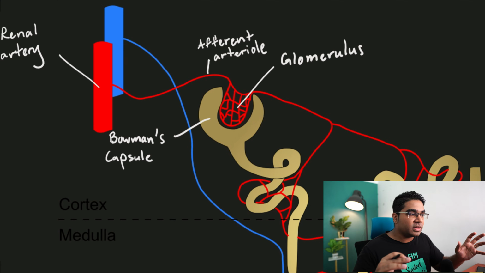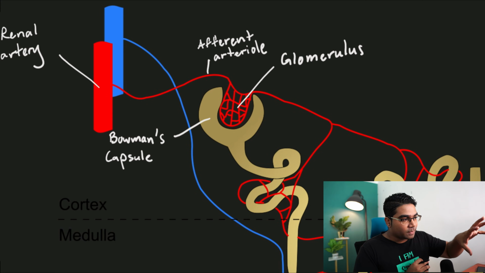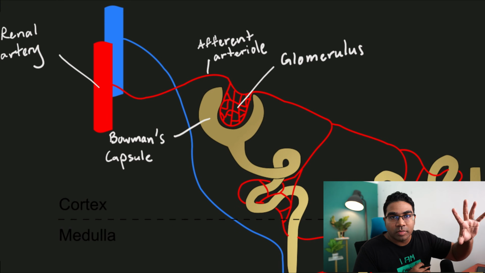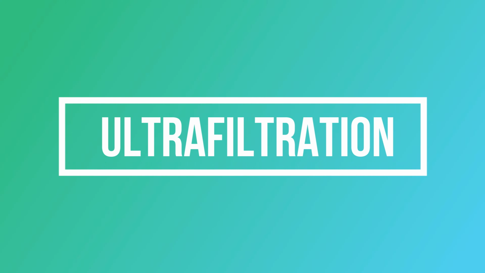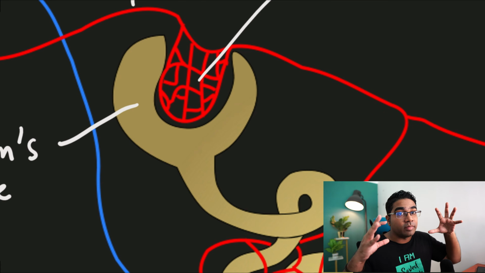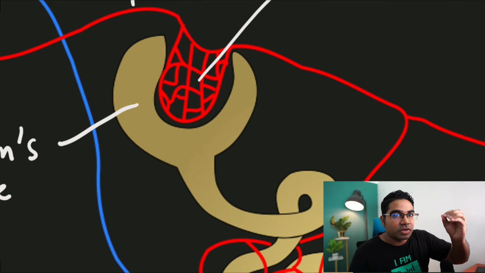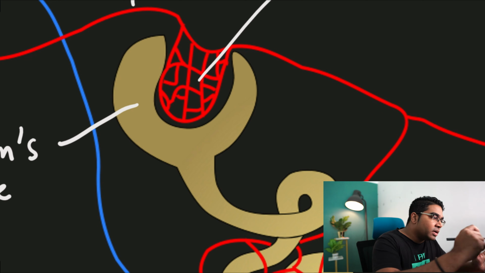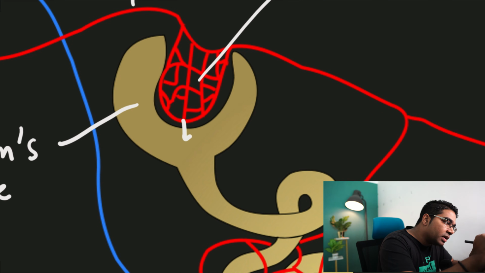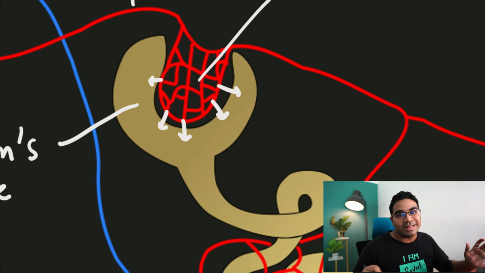Now let's look at the first process that happens in urine formation. The first process occurs here at the Bowman's capsule and glomerulus. This is known as ultrafiltration. Ultrafiltration is when the blood inside the glomerulus, remember glomerulus is just a mesh of blood capillaries, seeps out. From the glomerulus, it will be forced out into Bowman's capsule. So all the blood is going to be forced out here. It's going to be filtered out.